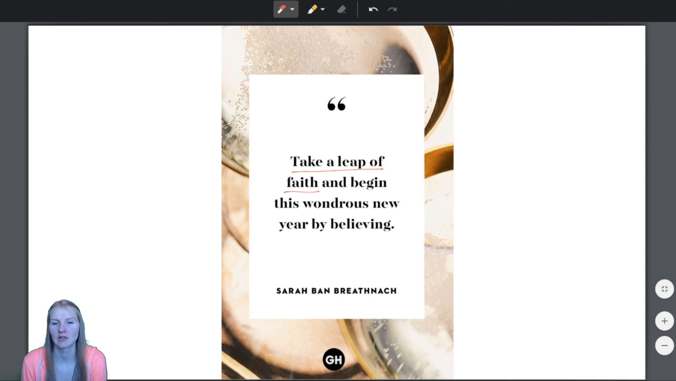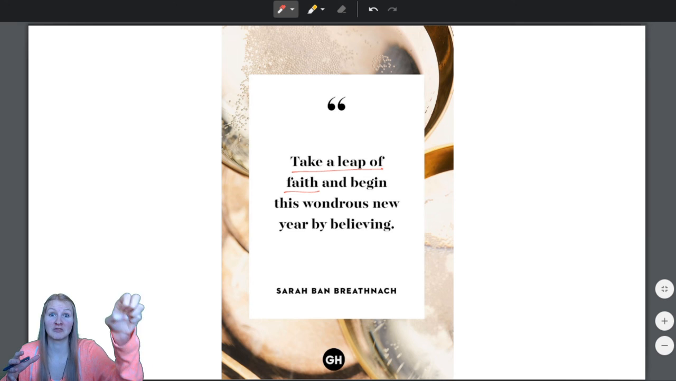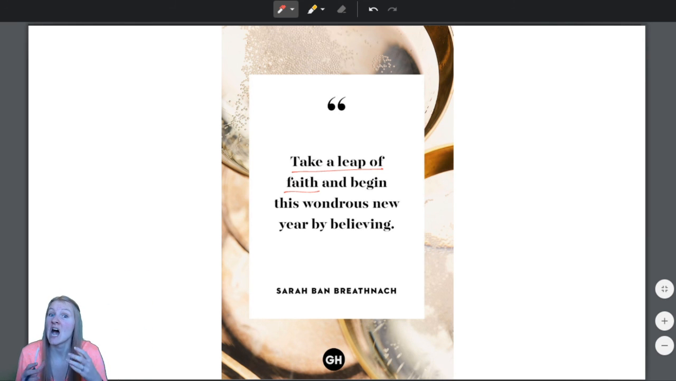Well, I kind of think of like in the movies when, you know, this person, the ground is crumbling beneath them and they have to jump and reach for somebody's hand and hope that they catch it so that they don't fall to their doom. So when I think of a leap of faith, I think of, I don't know what's going to happen. Like if I leap and I don't grab that person's hand or I don't get what I want, I don't know what's going to happen. So when I think of a leap of faith, I think of, you know, a little risky, a little scary maybe, but I'm trusting. Faith means I'm believing or I'm trusting that it's going to work out. So take a leap of faith and begin this wondrous new year by believing.